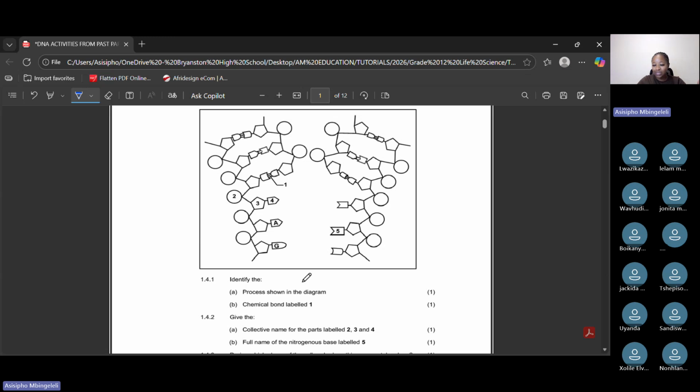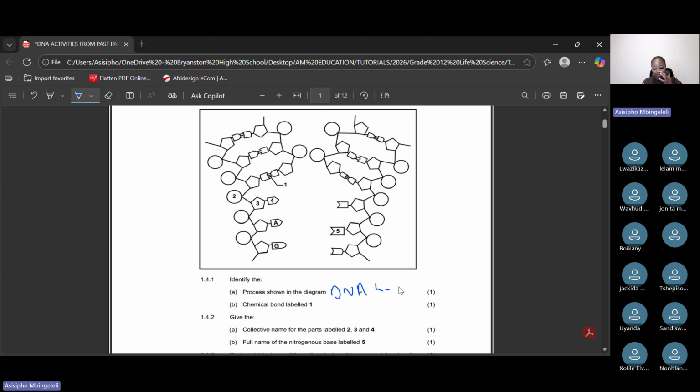Identify the process shown in the diagram above. That is 1.4.1A. Jonita? Okay, ma'am. Is it DNA replication? Thank you so much.